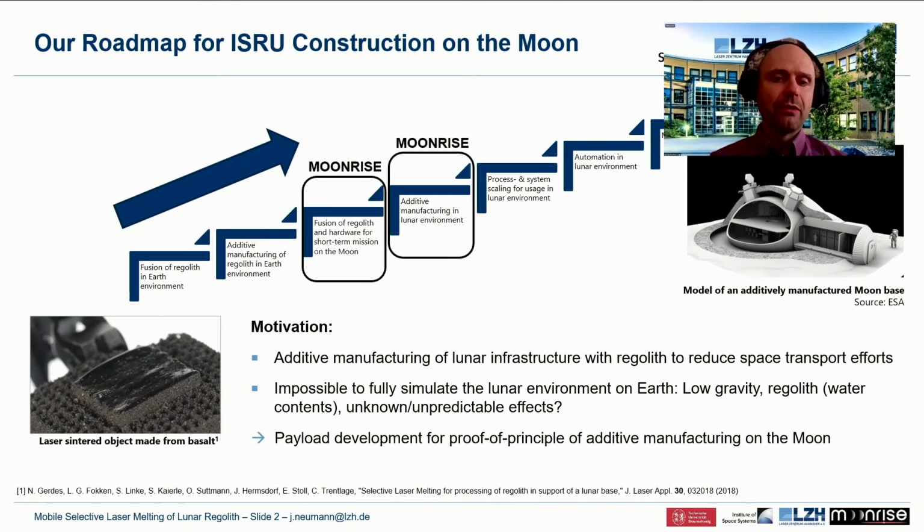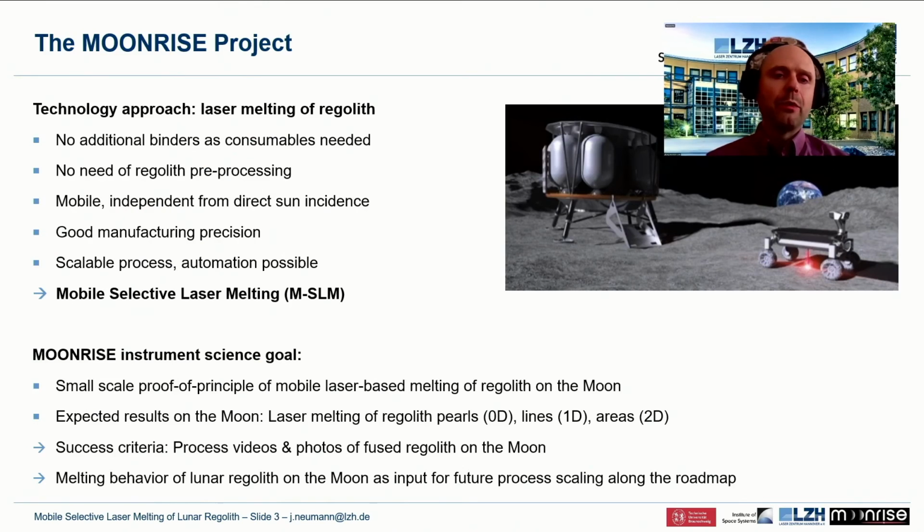Therefore, our goal is to develop a proof of principle payload for additive manufacturing on the Moon. So to make small proof of principle experiments, really on the small scale, with this so-called Moonrise payload, and then later go to system and process scaling and automation for larger structures, and maybe help to build the Moon Village. On the next slide, we will go for laser melting of lunar regolith as our technology approach.